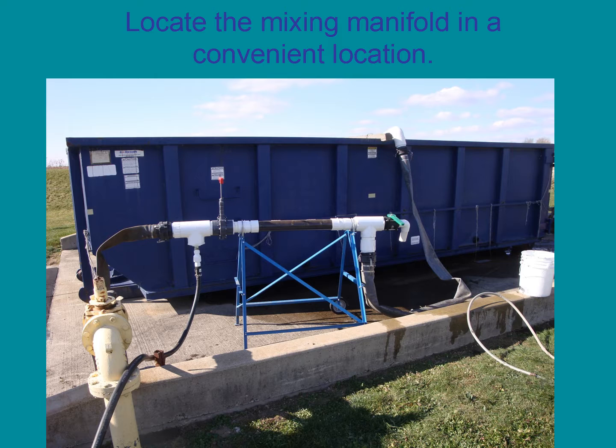Locate the flocculant mixer in a convenient place near the roll-off. The sludge discharge line is hooked up to the inlet of the mixer, and the discharge of the mixer hooked up to the fill tube with cam-lock quick disconnect fittings.